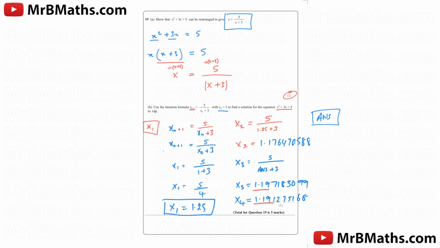It's only the last parts that have changed. So this does say that we need to get a suitable solution to 1 decimal place. Well, that would be 1 place after the decimal, so we'd be looking at this number here. If I look to the right, that number is 9, so our solution would be 1.2.